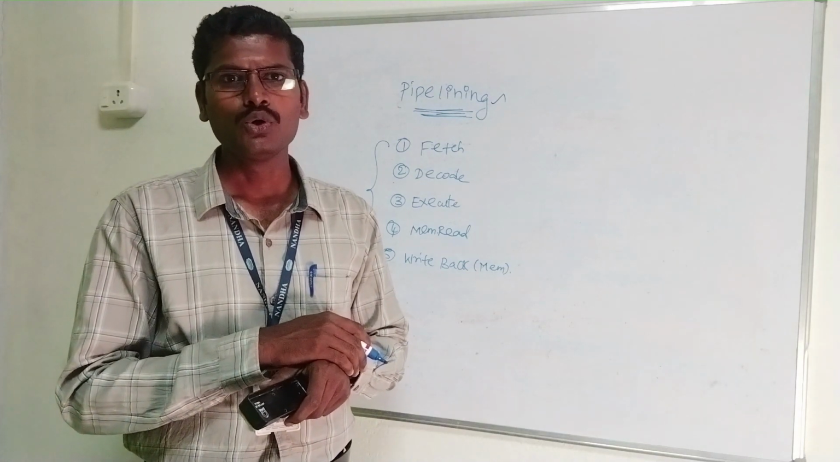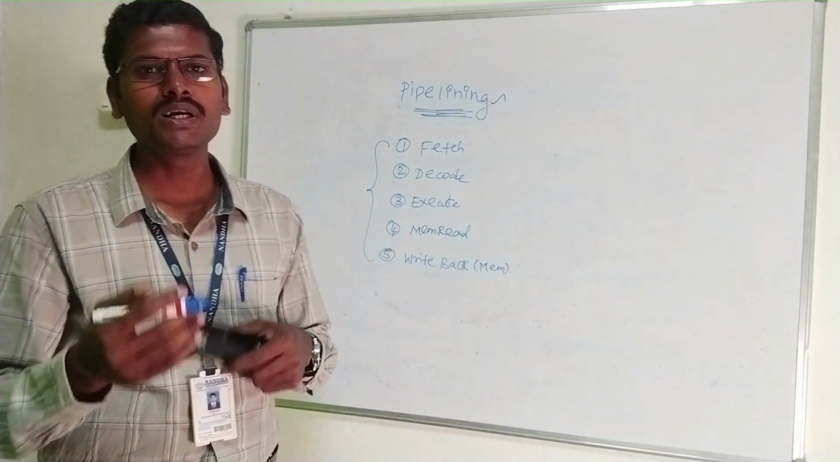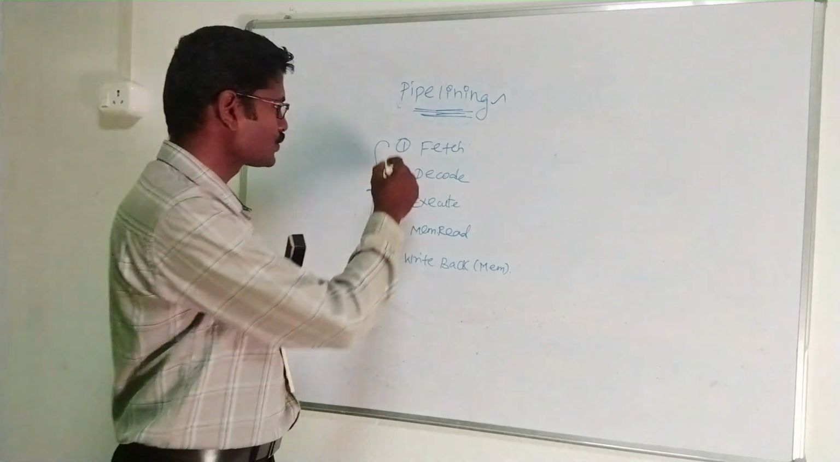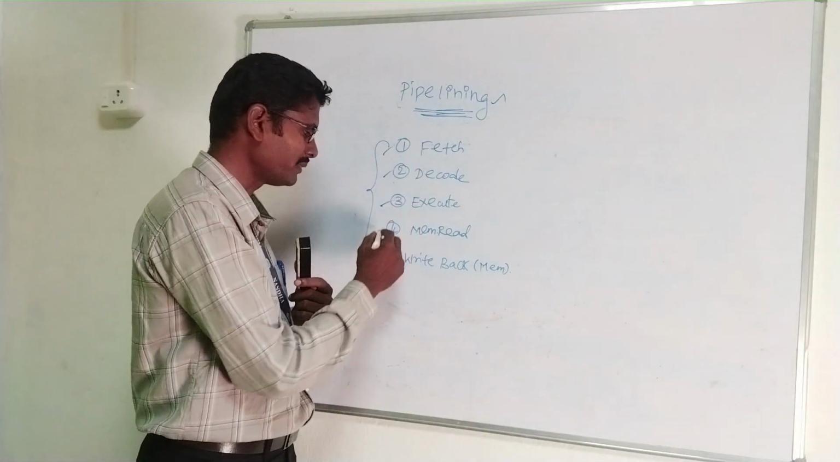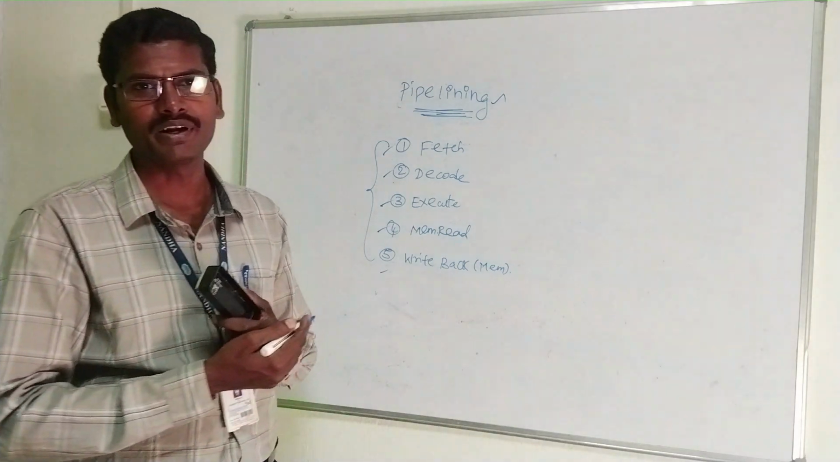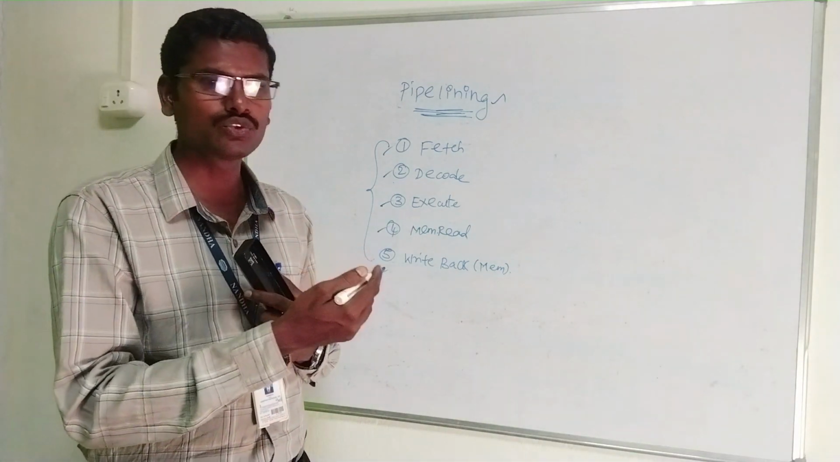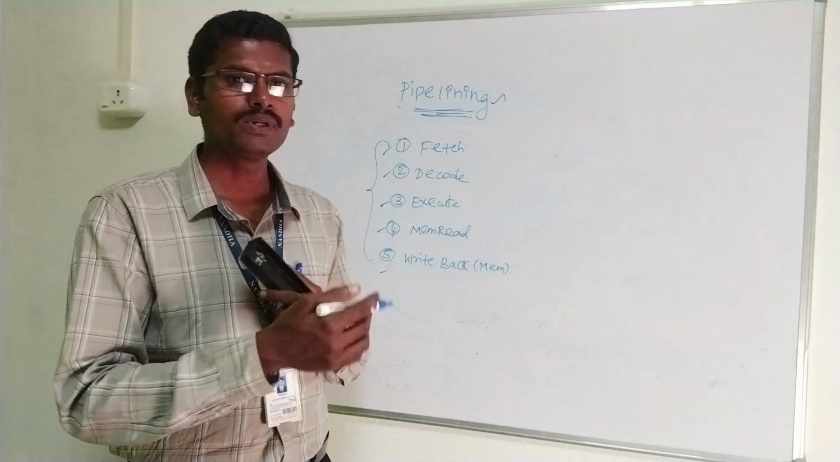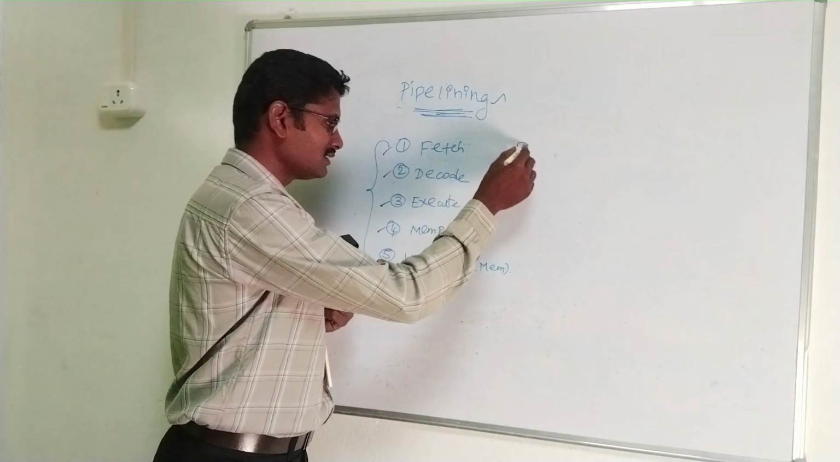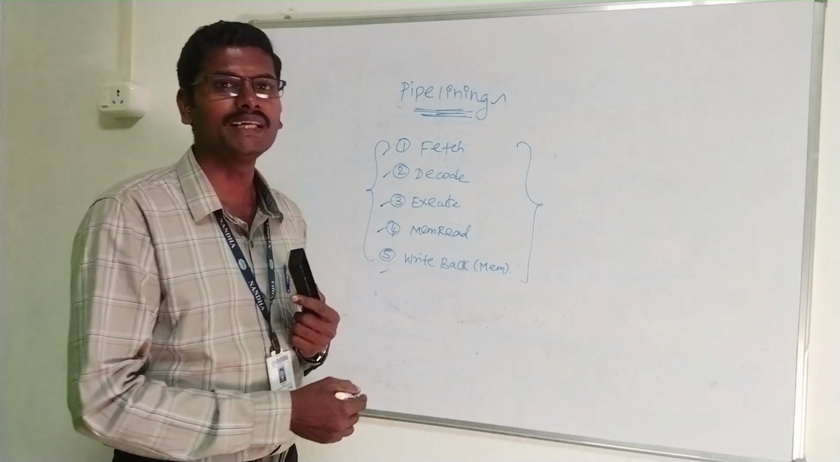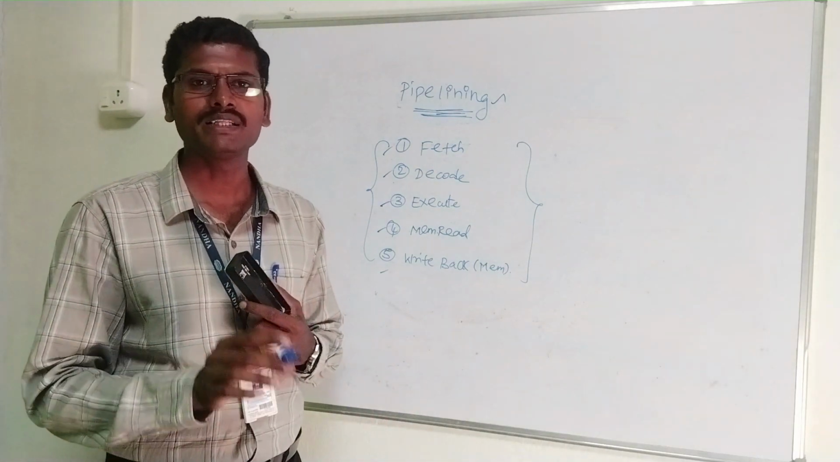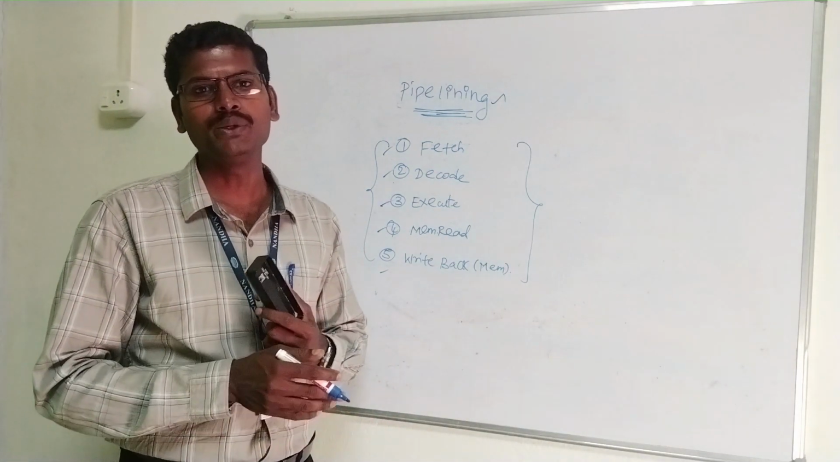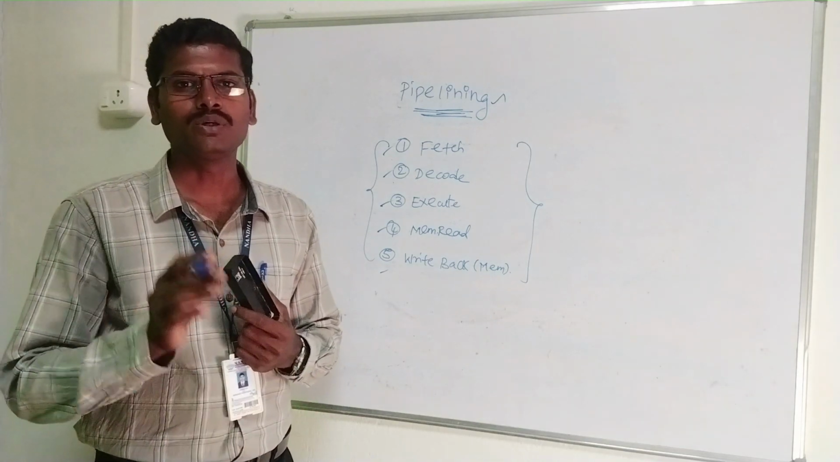The meaning of pipelining is, whenever an instruction is executed in a processor or in a microcontroller, the instruction has to pass through different stages like fetch, decode, execute, memory read and write back. So the instruction has to pass these 5 stages, right? If an instruction passes these 5 stages, then it is known as pipelining.